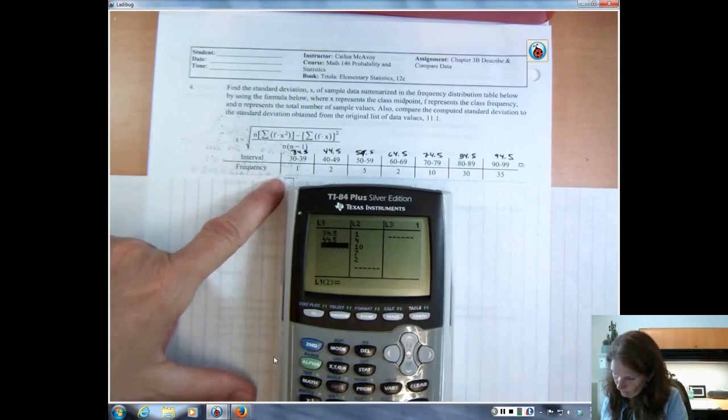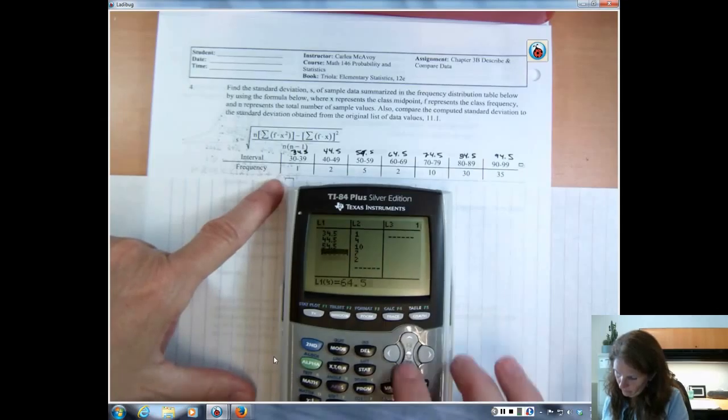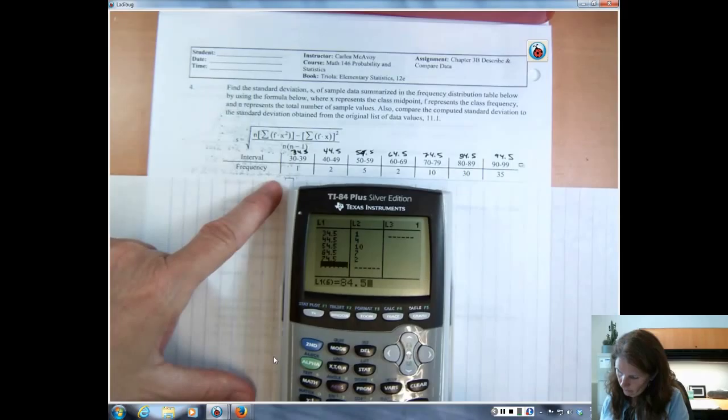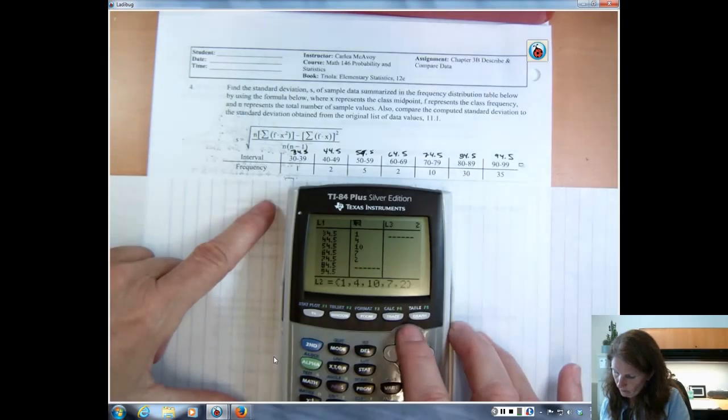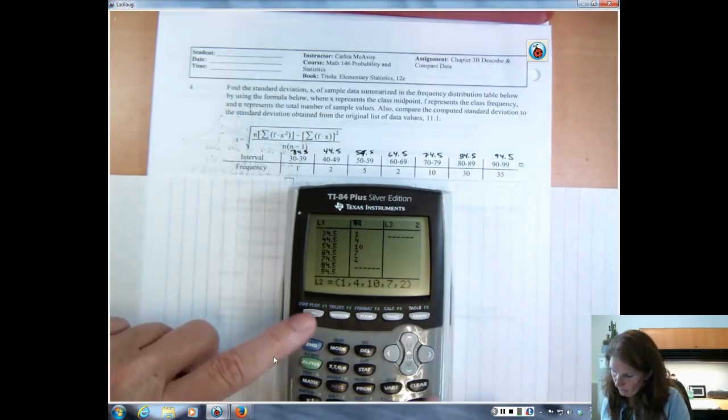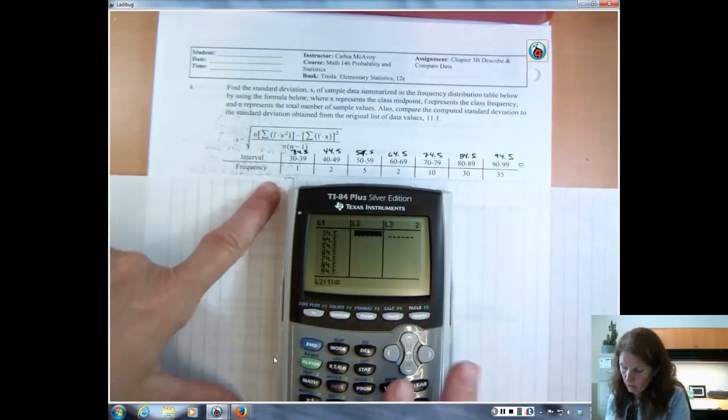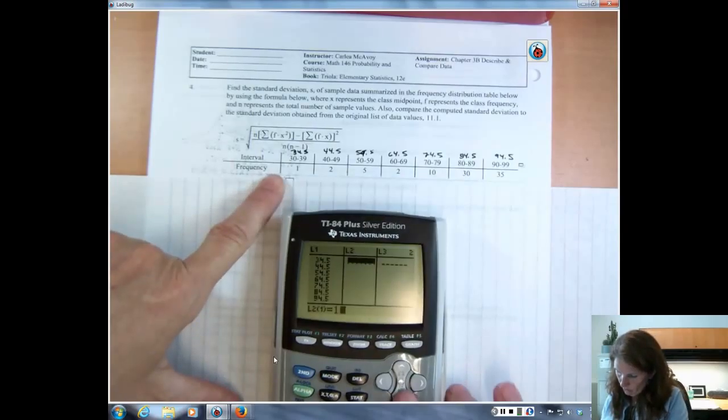44.5, 54.5, 64.5, 74.5, 84.5, 94.5, and then over here I'm going to clear that, and I'm going to put in my frequencies, which was 1, 2, 5, 2, 10, 30, 35.